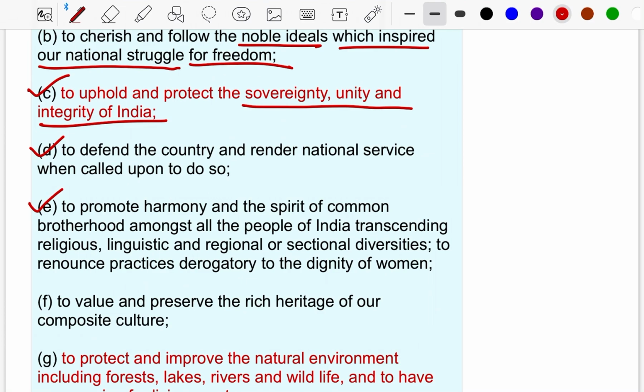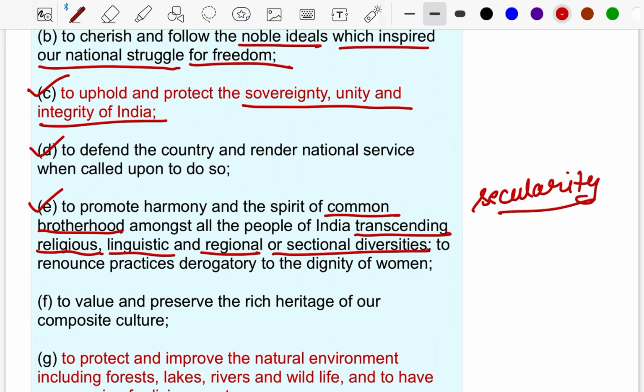Next, to promote harmony and the spirit of common brotherhood among all the people of India, transcending what? Religious, linguistic, and regional or sectional diversity. This concept says that secularism should be maintained. As we know, the Supreme Court has pronounced that secularism is part of the basic structure of the Constitution. So we have to maintain it. We have to respect every religion, every linguistic diversity, region, everything. You cannot say to any person, 'hey Bihari', or to another community, using a derogatory word against them. So you cannot do so.